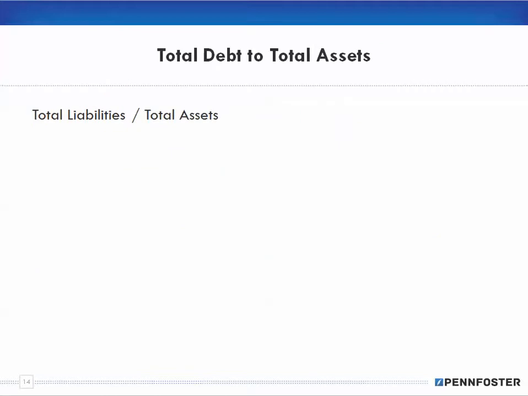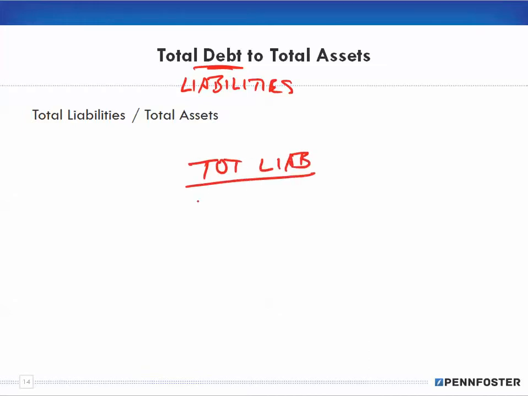Okay, total debt to total assets. What we're talking about here is total debt, which is our liabilities, what we owe, to our total assets. So very simple, total liabilities over total assets.